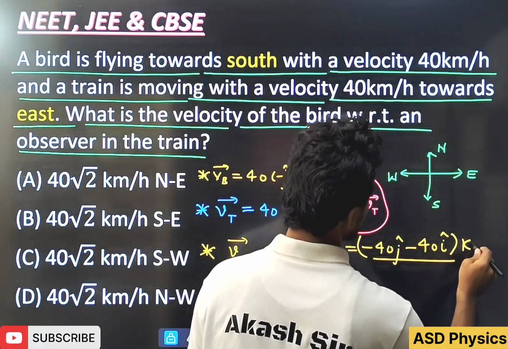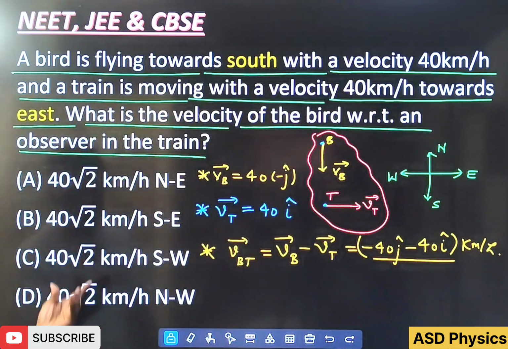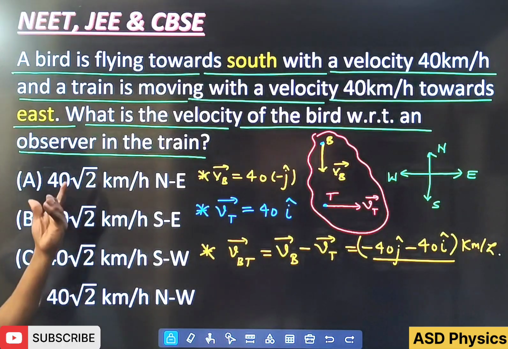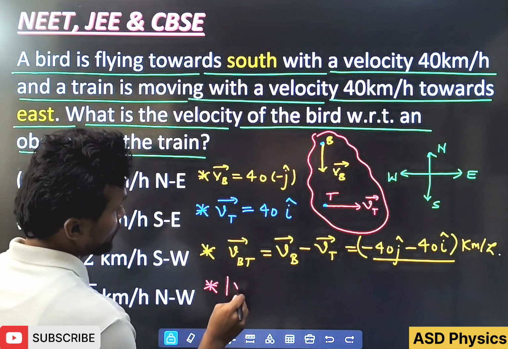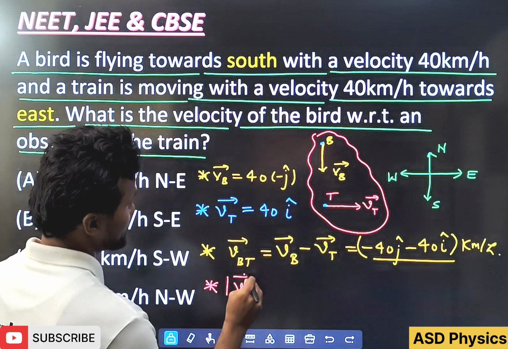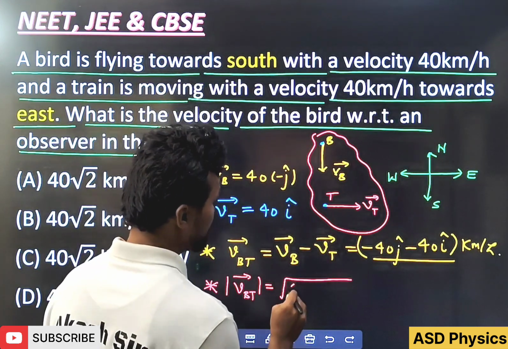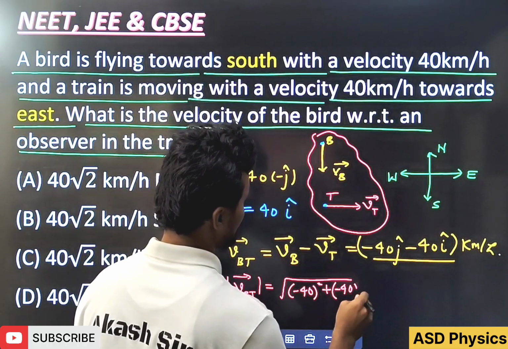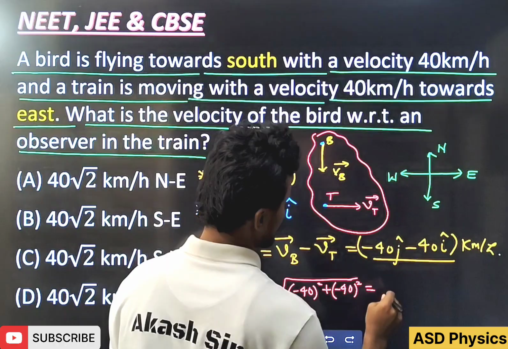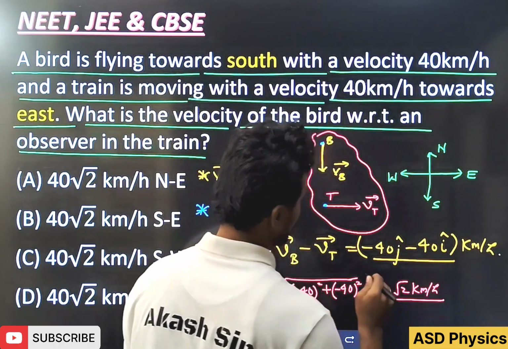What is the unit? The unit is kilometer per hour. But if we check the options, you can see we have to write it in this way. So what we have to do here? First we have to calculate the magnitude of the velocity of bird with respect to train: square root of coefficient of I cap squared plus coefficient of j cap squared. So 40 squared plus 40 squared becomes 40 root 2 kilometer per hour here.